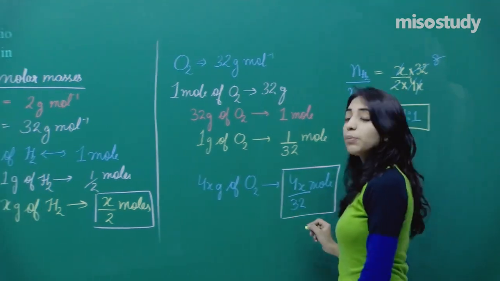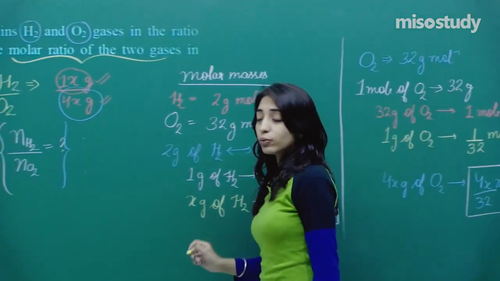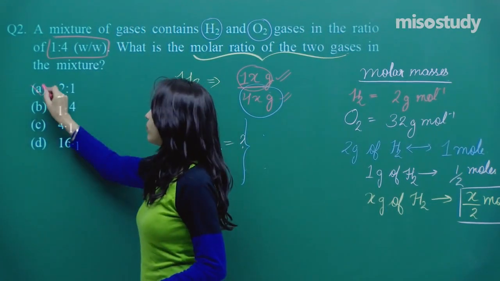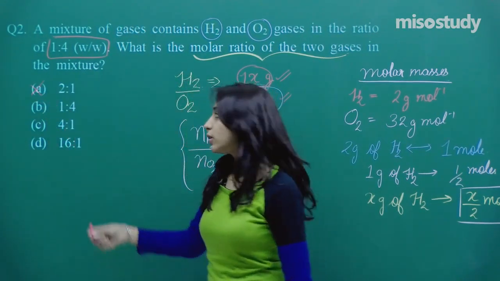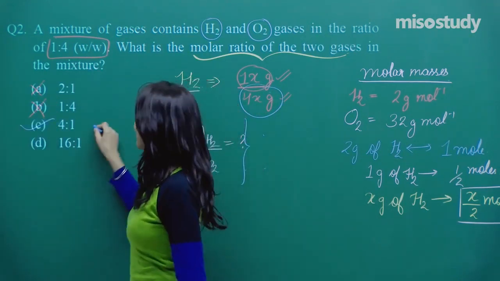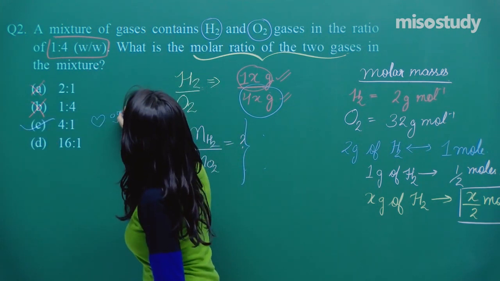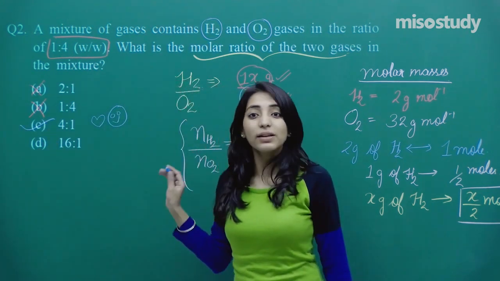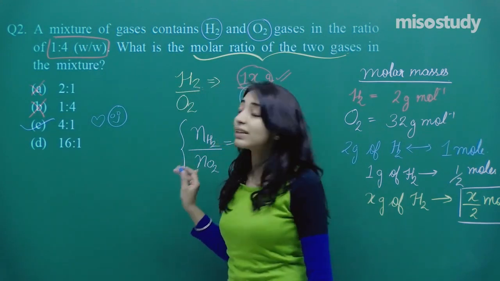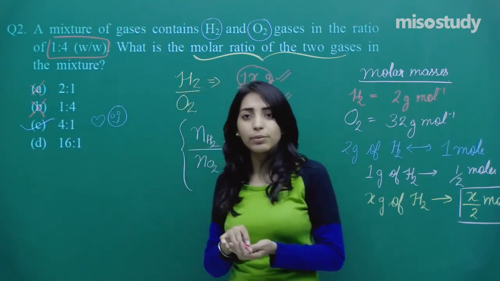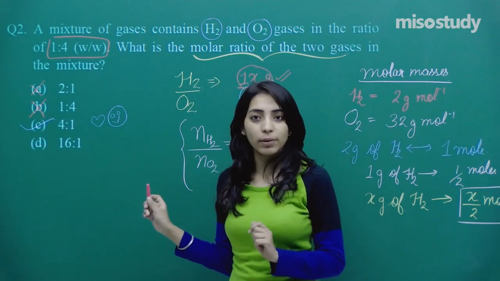Let's see if there is any particular answer as 4:1 or not. First option is 2:1. No. Second is 1:4. No again. Third is 4:1. That's correct. Now I'm feeling happy, right? So this was a simple question, right? But this was asked in the 2011 NEET paper. That time it was not named as NEET, it was AIPMT, right? But it was a question from that paper itself.